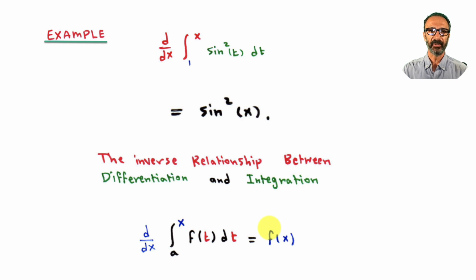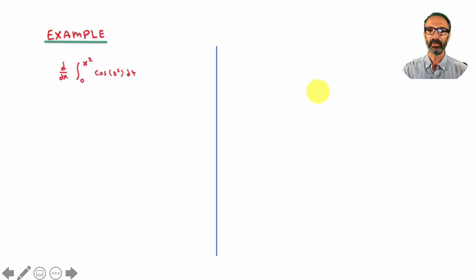Fundamental theorem part 1. Let's take now a higher level one, and we'll close this video with this higher level one. I think this is the last one. Now I need to find the derivative of this area function, but look at this. It's not x. It's x to the second. And look at this, it's not even cosine t, it's cosine t to the second. So how do we handle this?